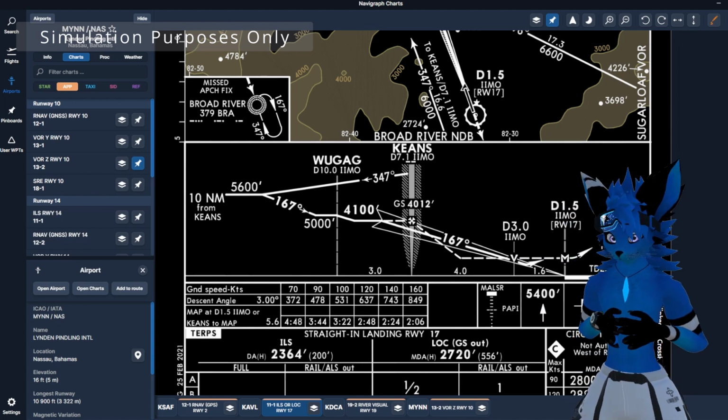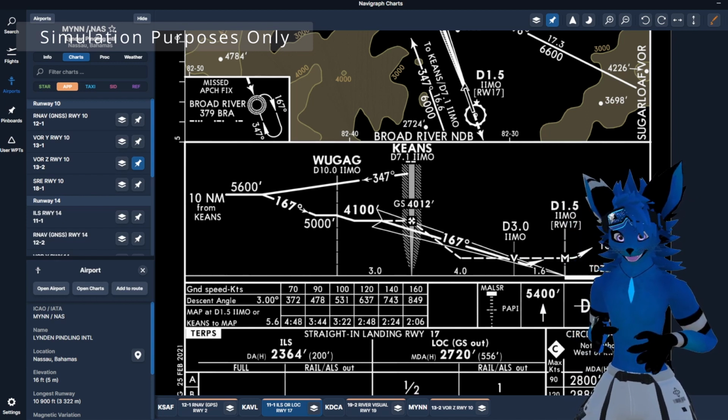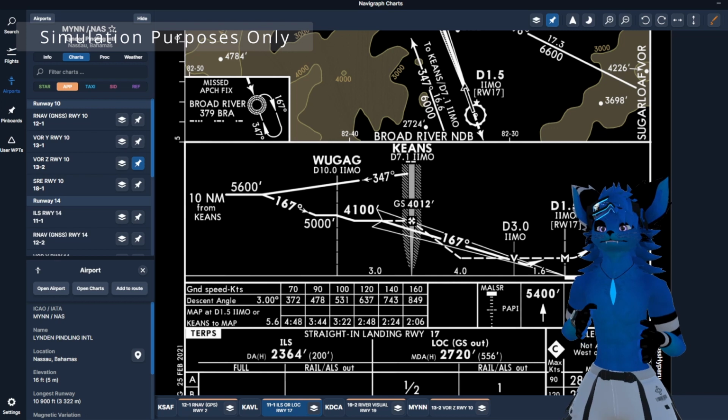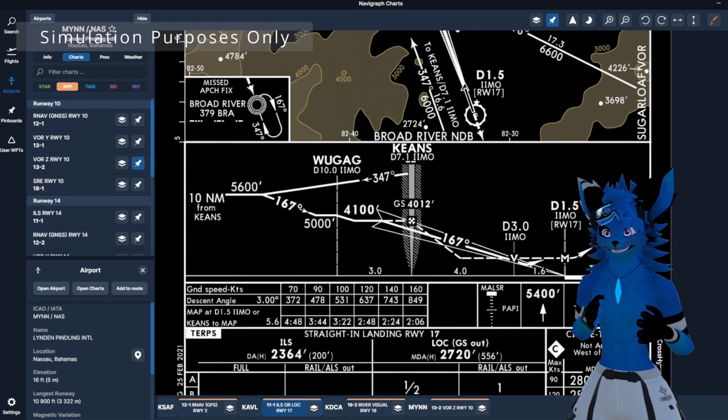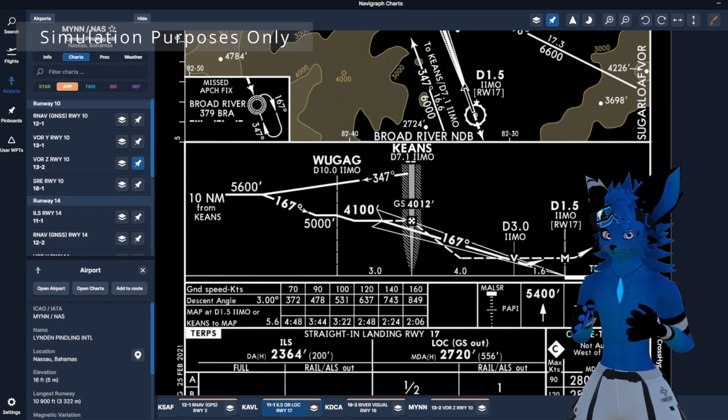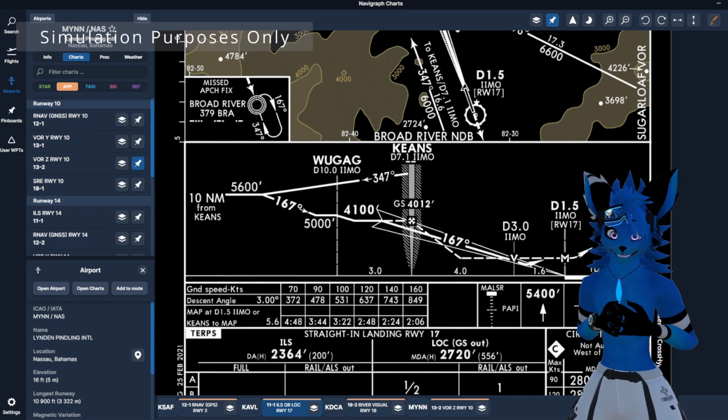The numbers at the very bottom, where you can see between Wugag and Keens, there's 3.0. Then from Keens to D 3.0 from the localizer, there's 4.0. That's how far those points are away from each other. So Wugag is 3 nautical miles from Keens, and then Keens is 4 nautical miles away from DME 3 from the localizer.